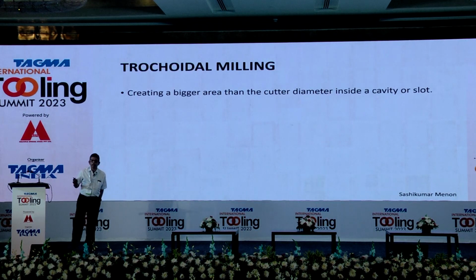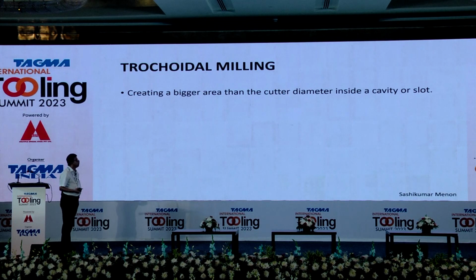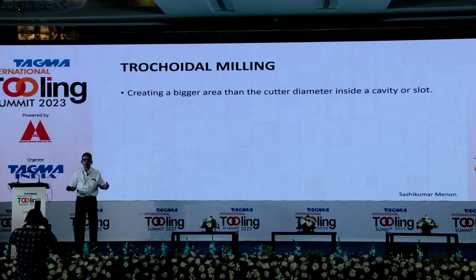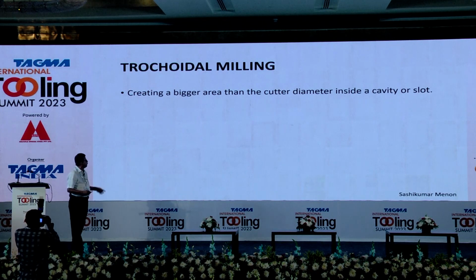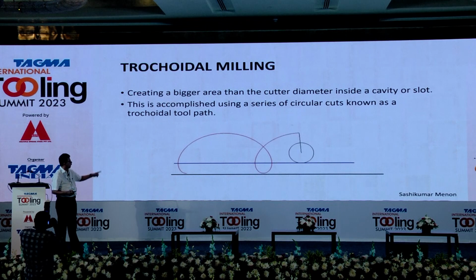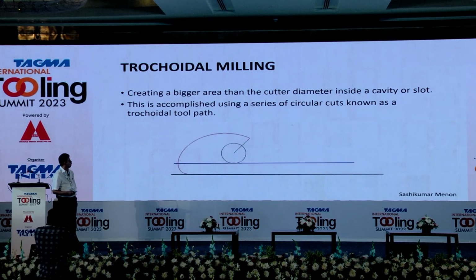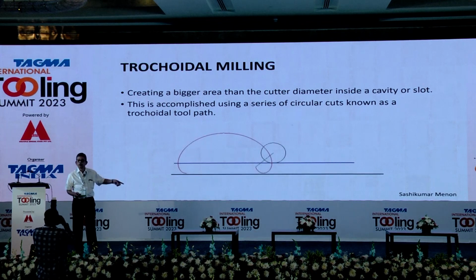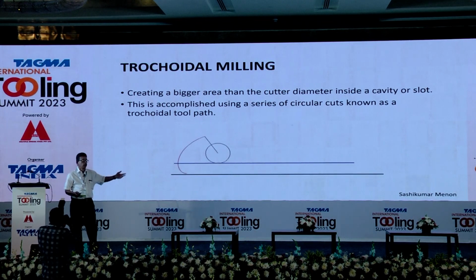Trochoidal milling means creating a bigger area than the cutter diameter inside a cavity. Use a small diameter cutter, and you make a big cavity or a big slot. This is accomplished by using a series of circular cuts known as the trochoidal tool path. The small cutter uses circular tool paths and opens up the cavity or the slot, whatever we have to machine.